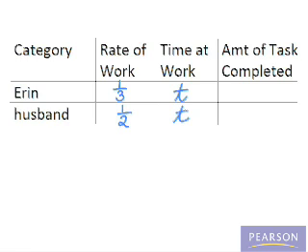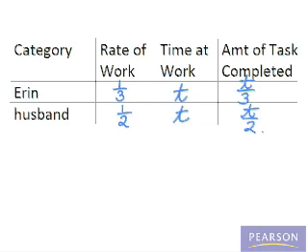And now we're going to fill in the amount of the task completed. So we're going to multiply across the columns. So Erin's amount of task completed is t over 3. Her husband's is t over 2.